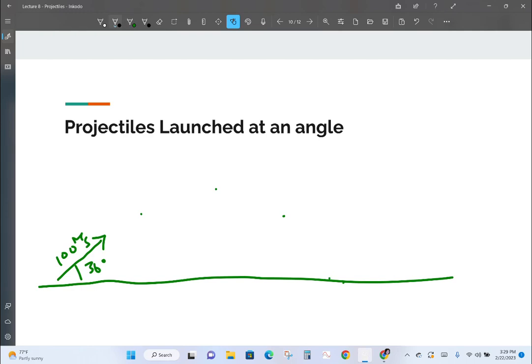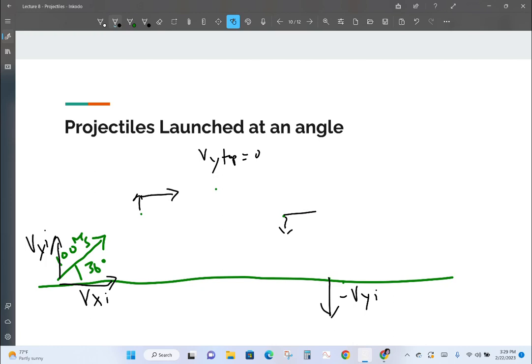So how does that look? Well, it's got a y component, and it has an x component. The y component is going to get shorter until Vy at the top is 0. And it's going to start falling down again, and when it hits the ground, it's going to have whatever Viy was, but negative. Vx is always going to be the same.